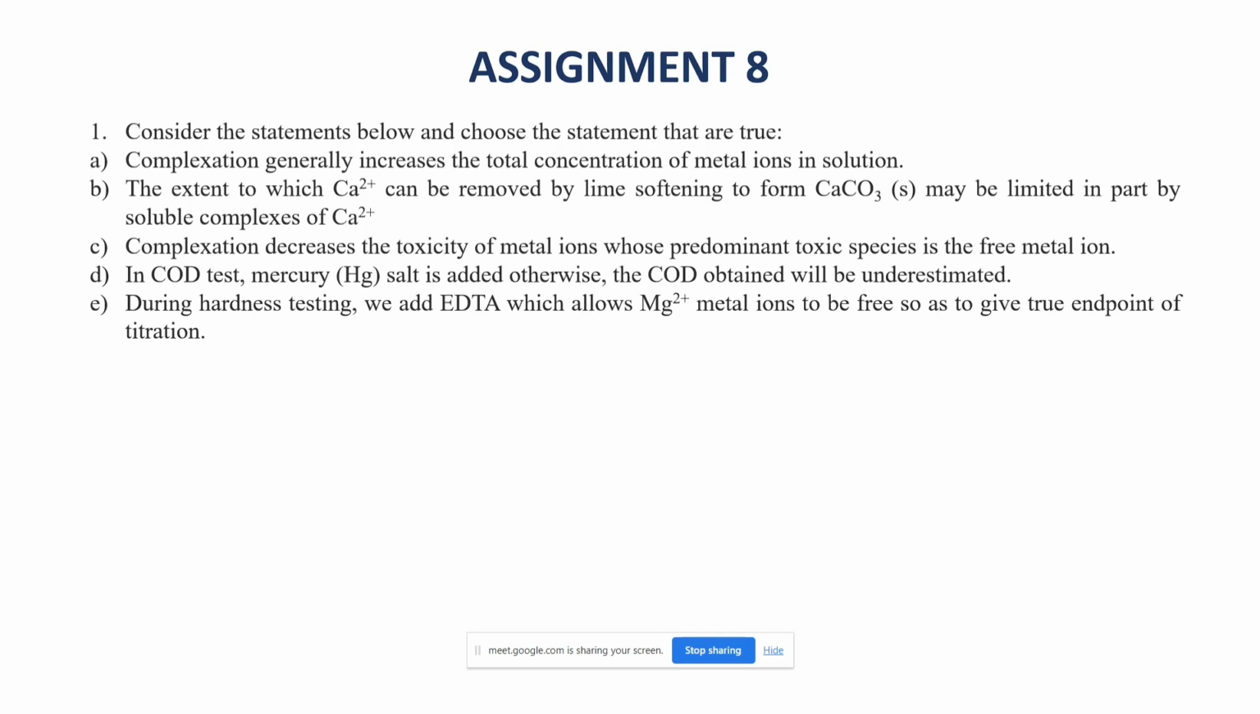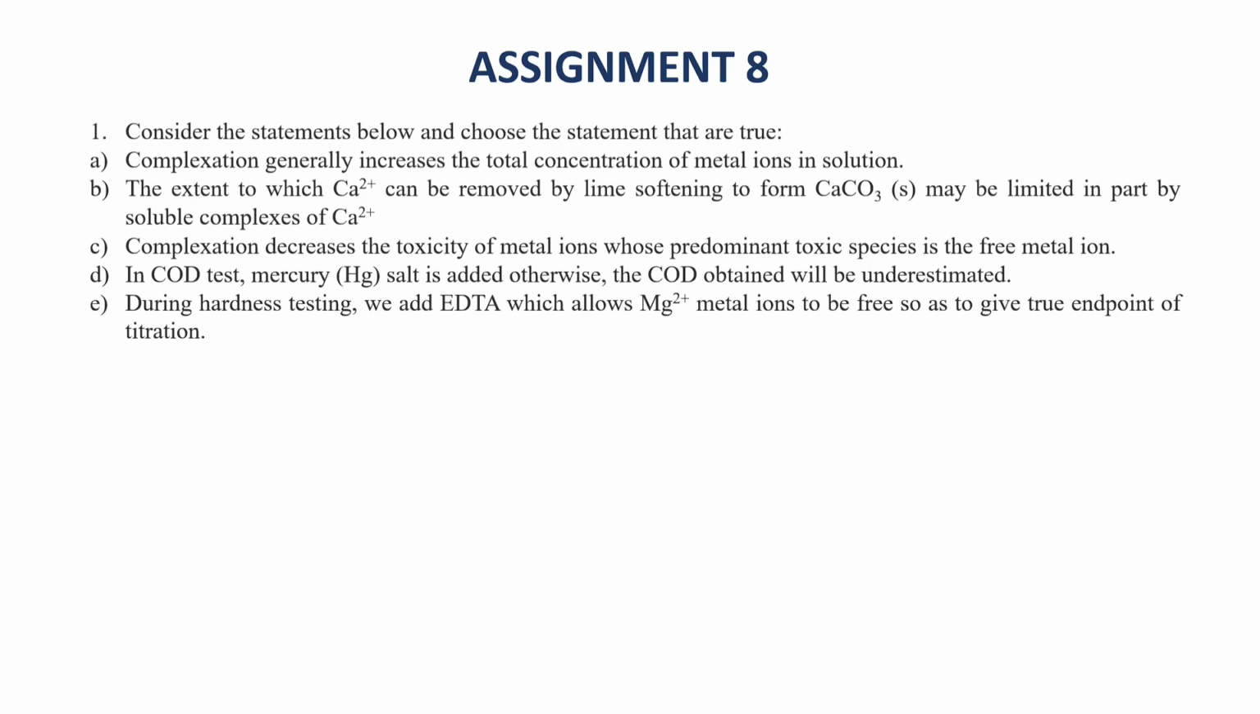The first statement is, complexation generally increases the total concentration of metal ions in solution. Second is, the extent to which Ca2+, that is the calcium ion, can be removed by lime softening to form calcium carbonate may be limited in part by soluble complexes of calcium. Third is, complexation decreases the toxicity of metal ions whose predominant toxic species is the free metal ion.